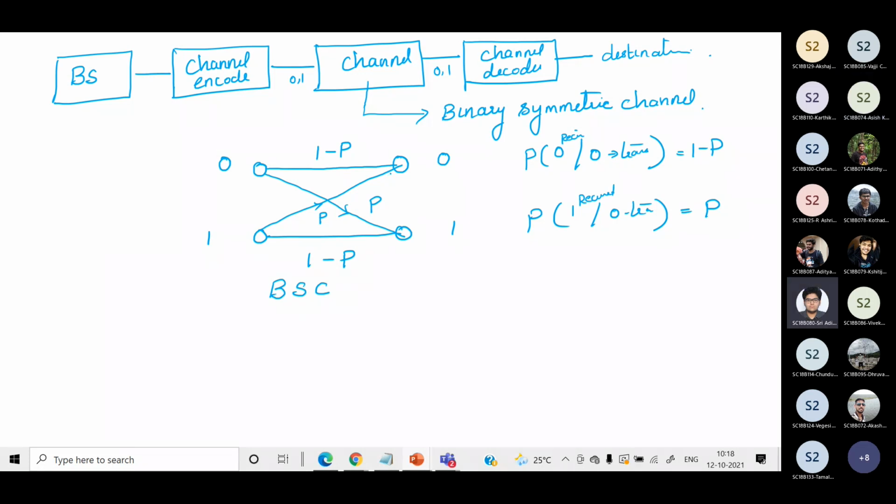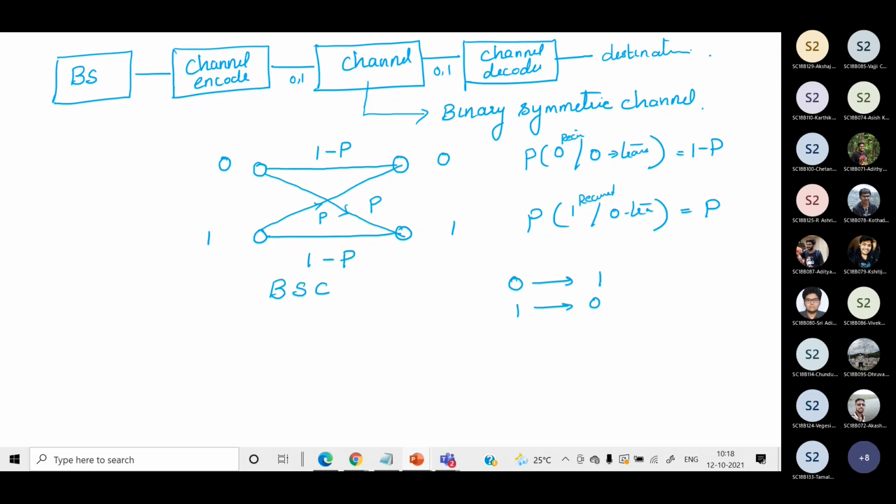Channel error introduction here means 0 will be converted to 1 or 1 will be converted to 0. This is the error the channel is going to introduce in this block diagram.